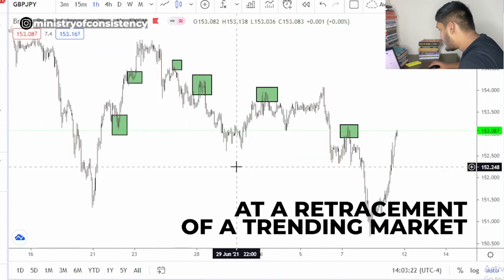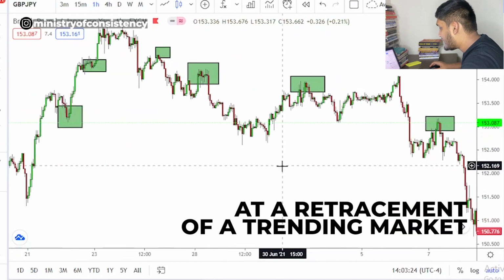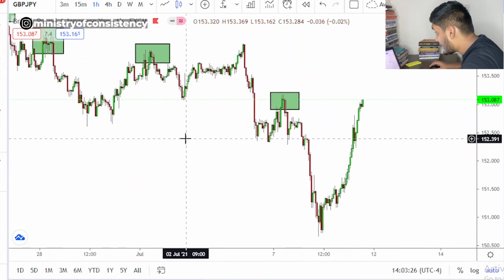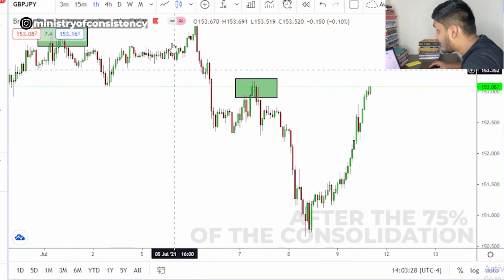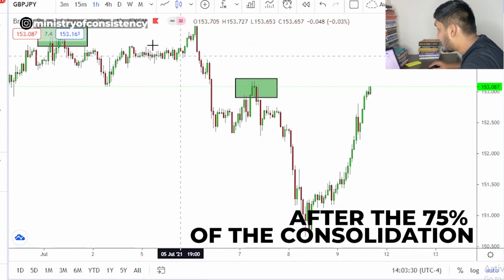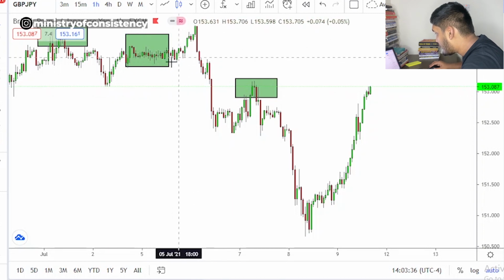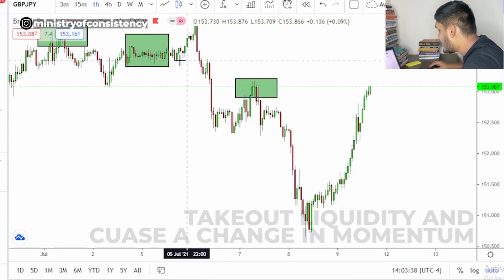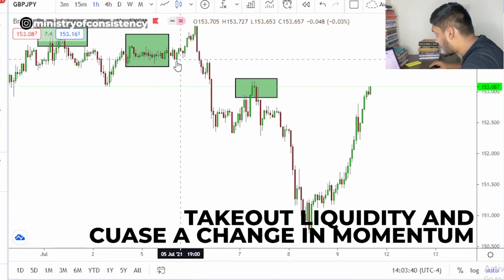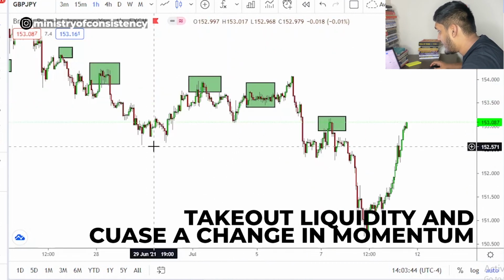Like I said, in uptrends and downtrends, we look for trade entries inside the retracement. For consolidation, we look for entries after 75% of the consolidation. As we see here, 75% of the consolidation is over. We look for trade entries within these areas because that is where the markets decide to take out liquidity and cause a change in momentum.